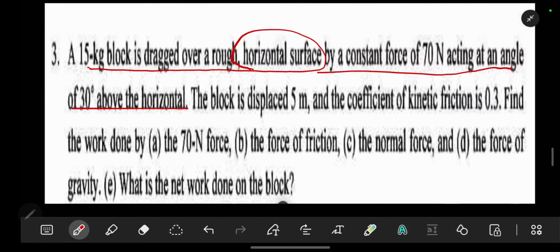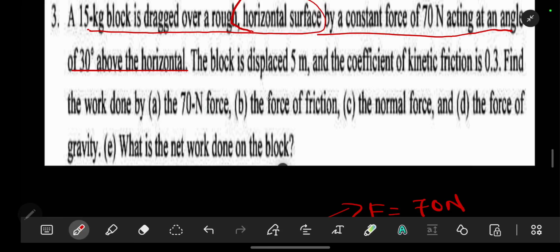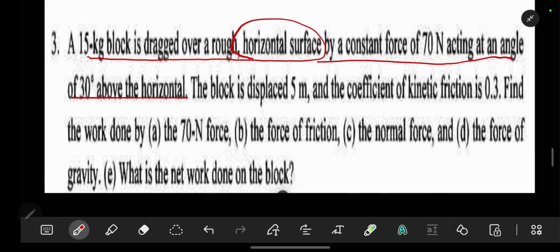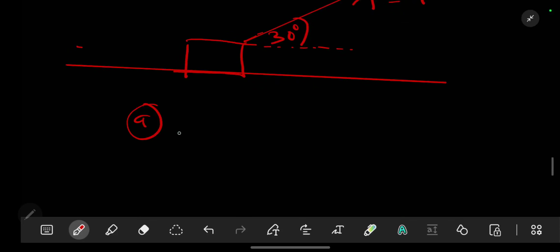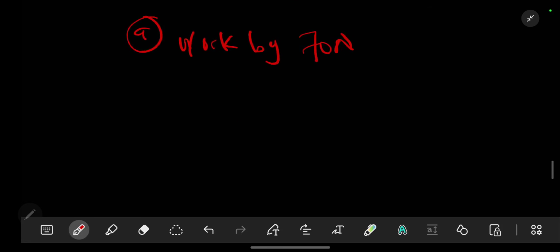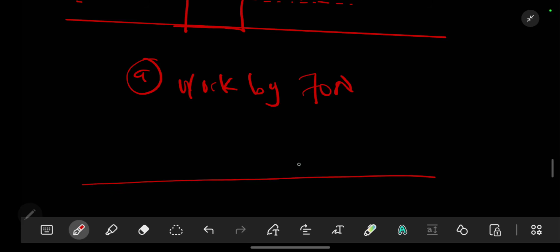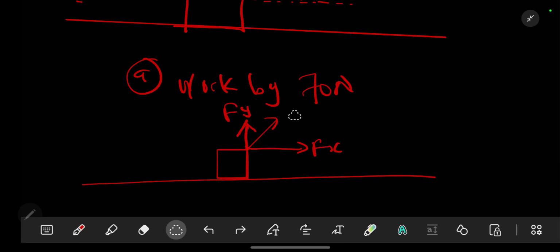So now the first question that we are asked is, find the work done by the 70 Newton force. So for A, work by the 70 Newton force, remember by definition, work is the product of the force and the distance moved in the direction of the force. So that means to say, if we have this type of situation, let's say we have this force, the same 70 Newton is acting.